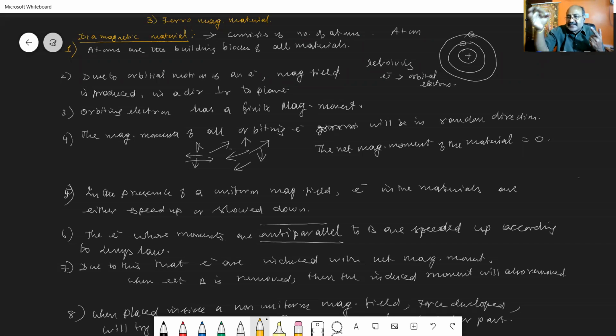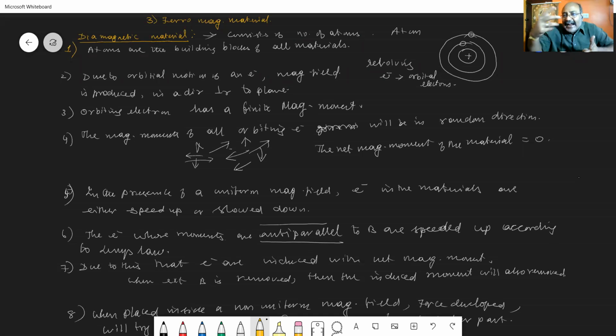But when you are considering that finite magnetic moment for all electrons in that atom, the magnetic moments are oriented in random directions. Due to the orientation of magnetic moments in random directions, the magnetic moment of one electron cancels the other, so that the net magnetic moment of a diamagnetic material is 0. Now you apply an external uniform magnetic field to that diamagnetic specimen.